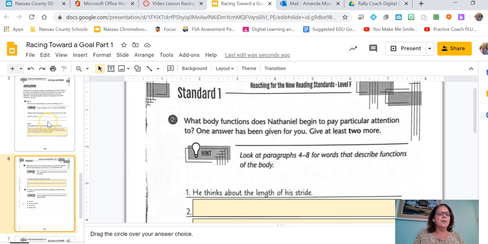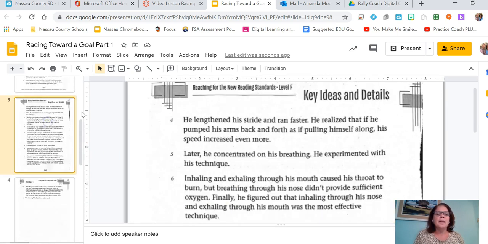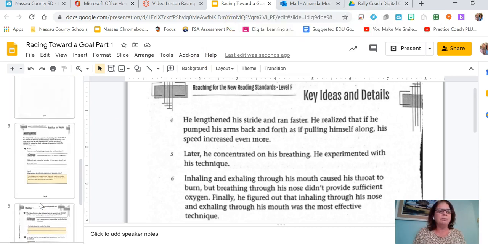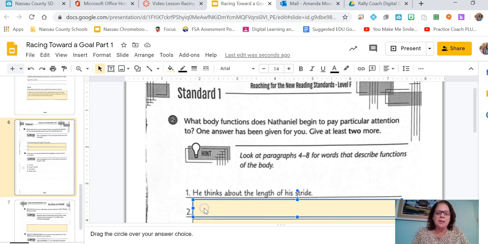So I'm going to go to paragraph 4. And so that's where they got the first one. He lengthened his stride and ran faster. Now, I'm reading something else right here. He realized that if he pumped his arms back and forth as if pulling himself along, his speed increased even more. So that is a body function. So I'm going to put for my answer my second one. And I'm not citing it, so I can put it in my own words. You don't have to put quotation marks. You're just paraphrasing what you learned.